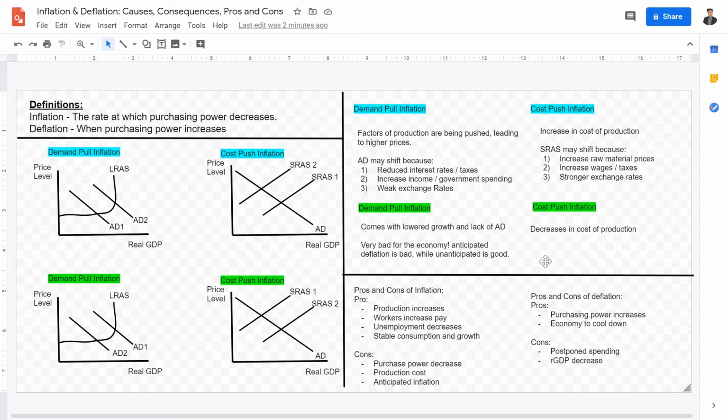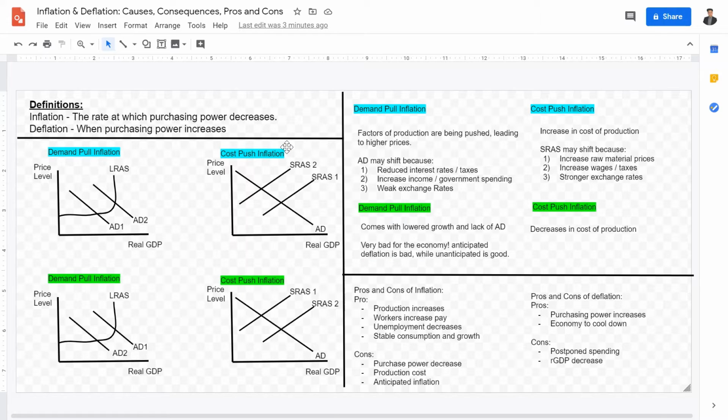Today, we are going over inflation, deflation, disinflation, the causes of these, the consequences, and the pros and cons of inflation and deflation. Okay, so we're going to be going over the definitions, what it is, the pros and cons, as well as how to graph. You know, us economists really like to be able to put things into graphs and explain concepts and ideas, such as inflation or deflation, using graphs.